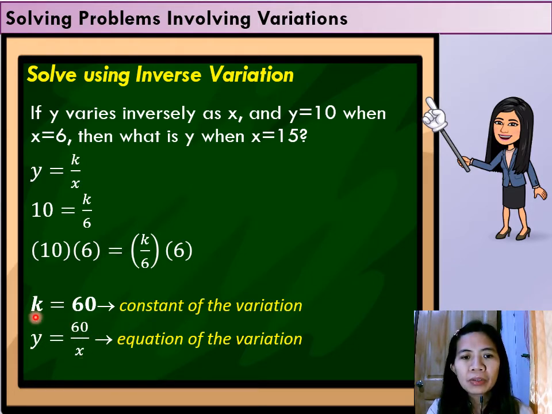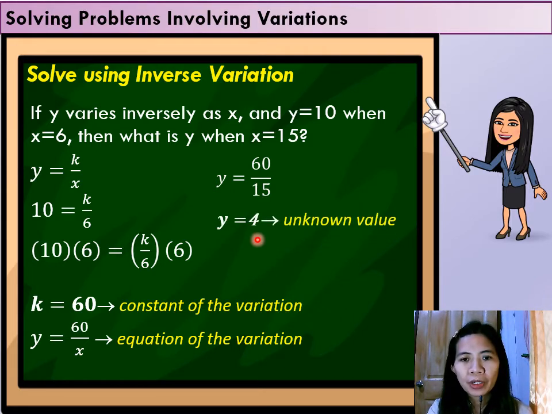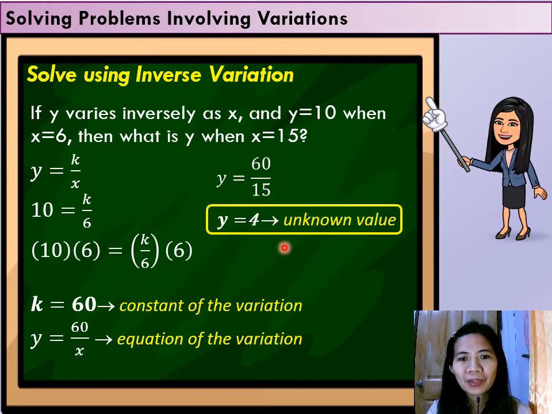Now, using this equation, we are going to solve for the value of y when x equals 15. So we have here y equals 60, the value of our constant, divided by 15, the value of our x. So y equals 60 divided by 15, y equals 4. So if x equals 15, the value of our y is 4. This is now our unknown value that we found.